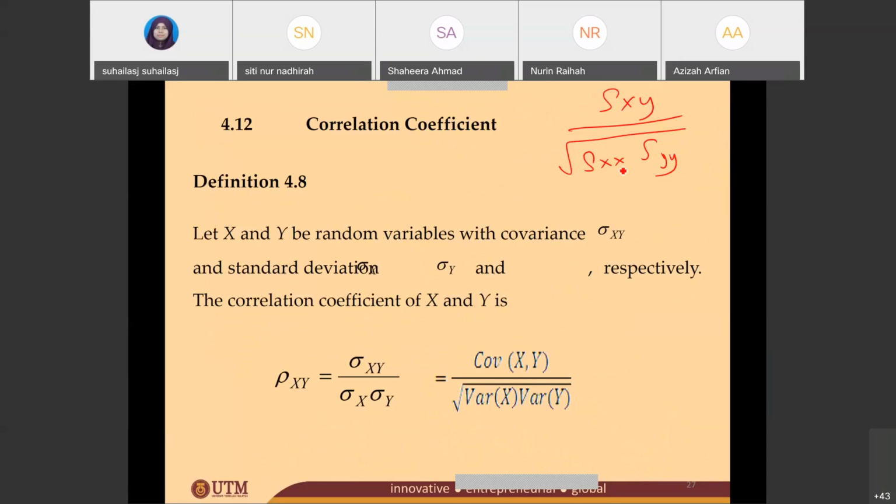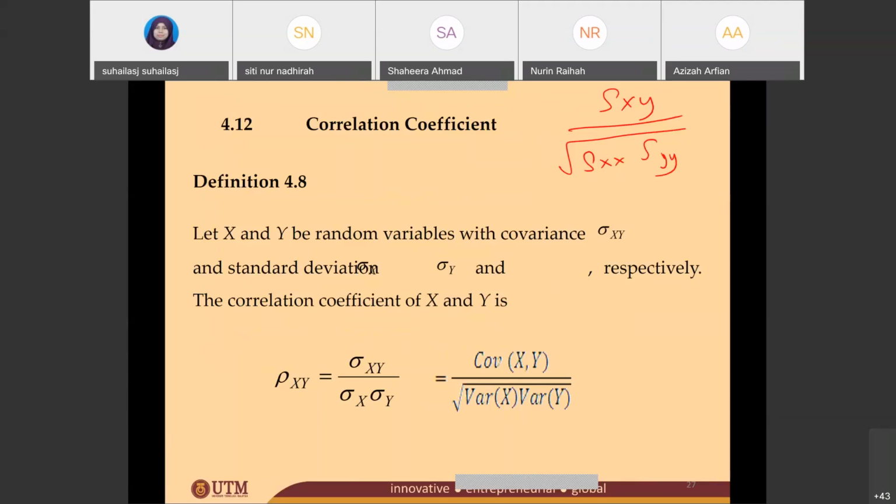So it's the same thing. SXY is your covariance of X and Y, divided by the square root of SXX, which is your variance of X, and SYY, which is your variance of Y. So the same thing. Okay. So this is in terms of random variables, where you have X and Y.